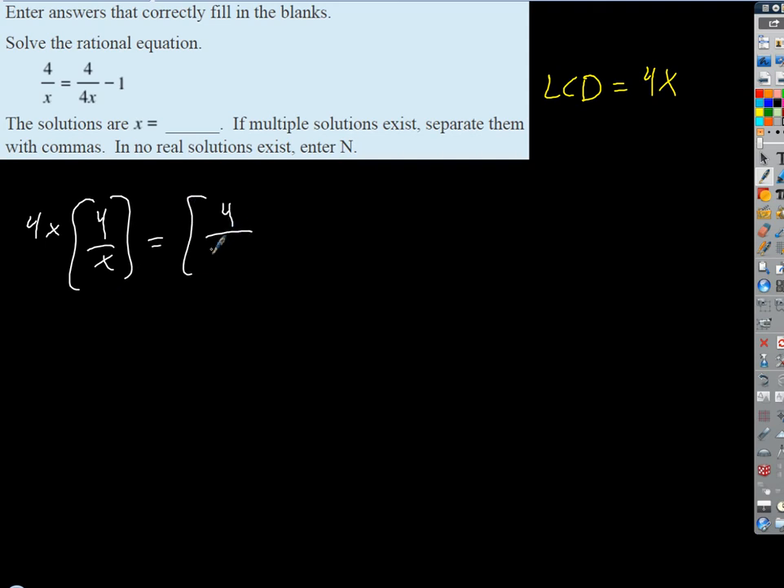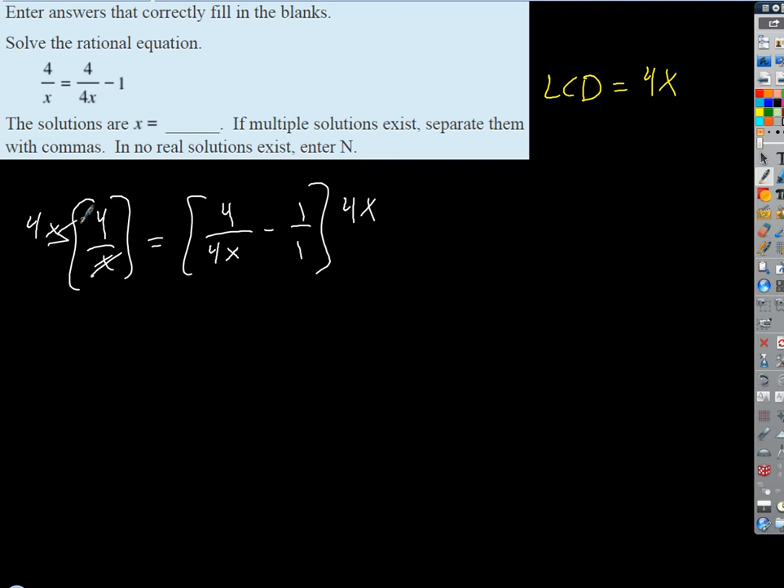If I just multiply through, my LCD equals 4x, and so we'll just distribute that through both sides of the fraction. So we end up with 4x times 4 over x equals 4 over 4x minus 1 over 1 times 4x. We'll distribute the 4x through the entire thing, through both sides.